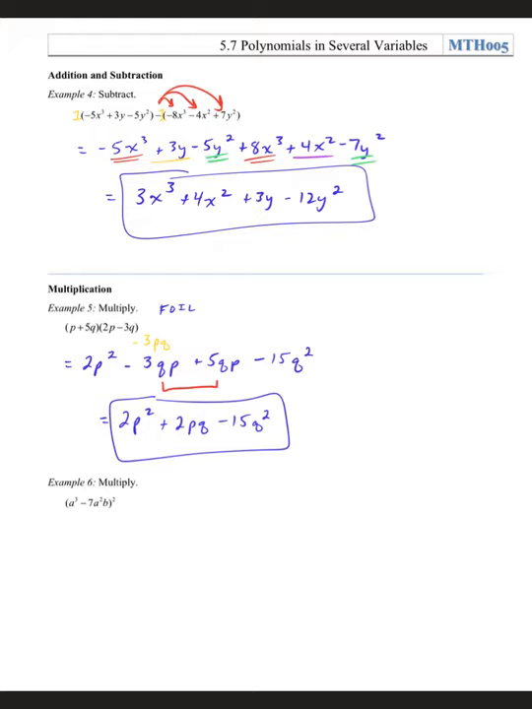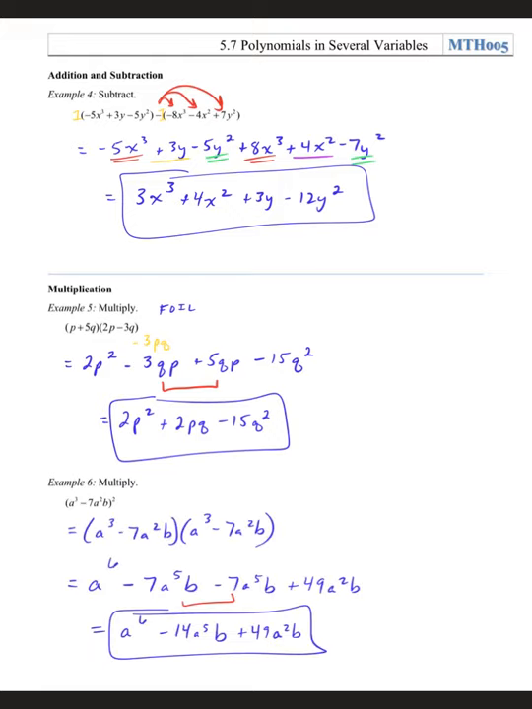Okay, now what I want you to do, I want you to try example 6. Keep in mind what it means when you have something being squared. If you need to, look back to your notes of 5.5 and look to see what happens when something is squared. Go ahead, pause your video, try it out, and then check your answers with mine. Okay, you should get a to the 6th, negative 14 a to the 5th b, plus 49 a squared b.